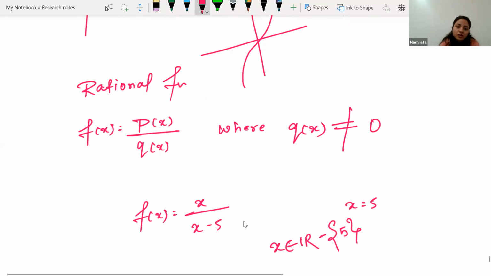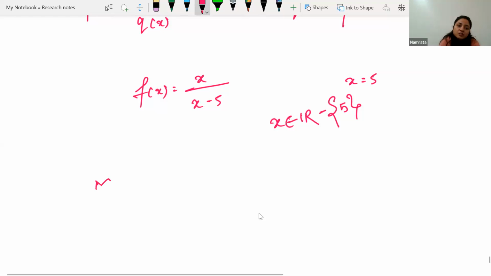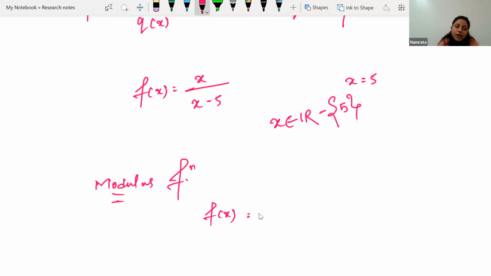Now we have the modulus function. Let's check the continuity of the modulus function. We know the modulus function is defined as f of x equals to mod x. When x is greater than 0, we take mod x as only x. When x is lesser than 0, we take mod x as minus x.